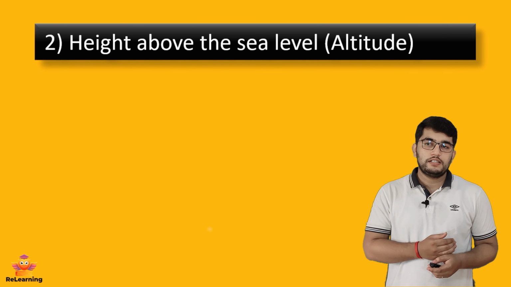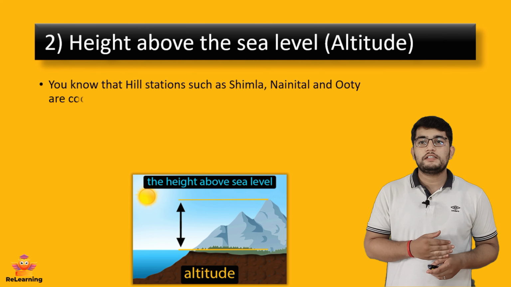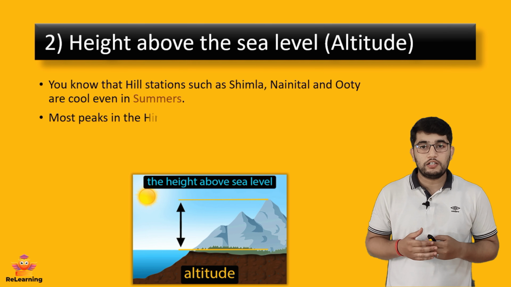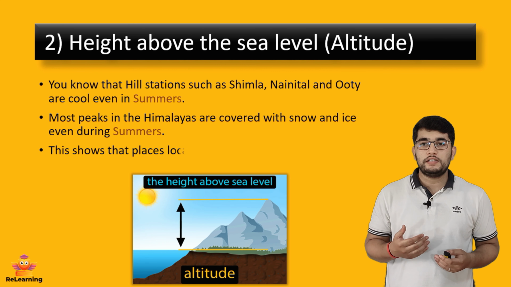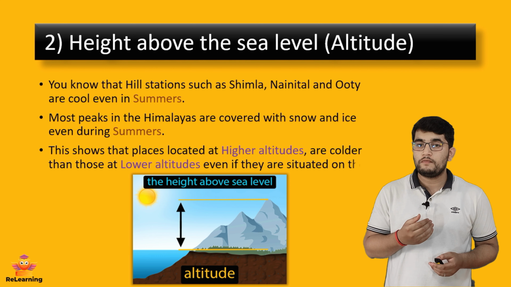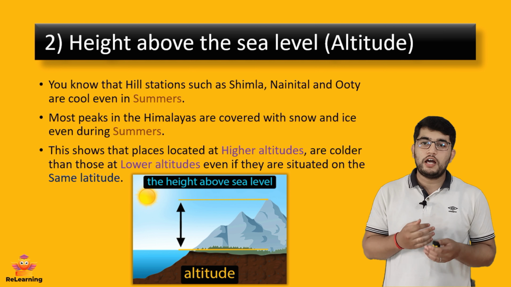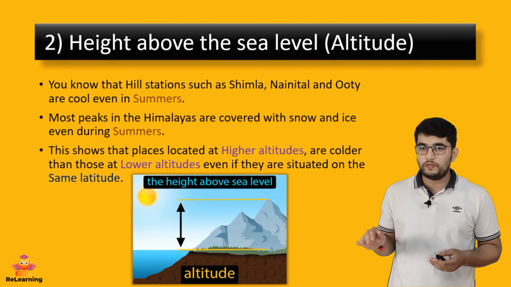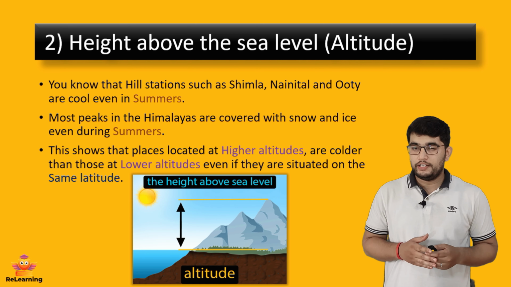Height above the sea level, which is also called altitude. You know that hill stations such as Shimla, Nainital, Ooty are cool even in summers. Most peaks in Himalayas are covered with snow and ice even during summers. This shows that places located at higher altitude are colder than those at the lower altitude, even if they are situated on the same latitude.